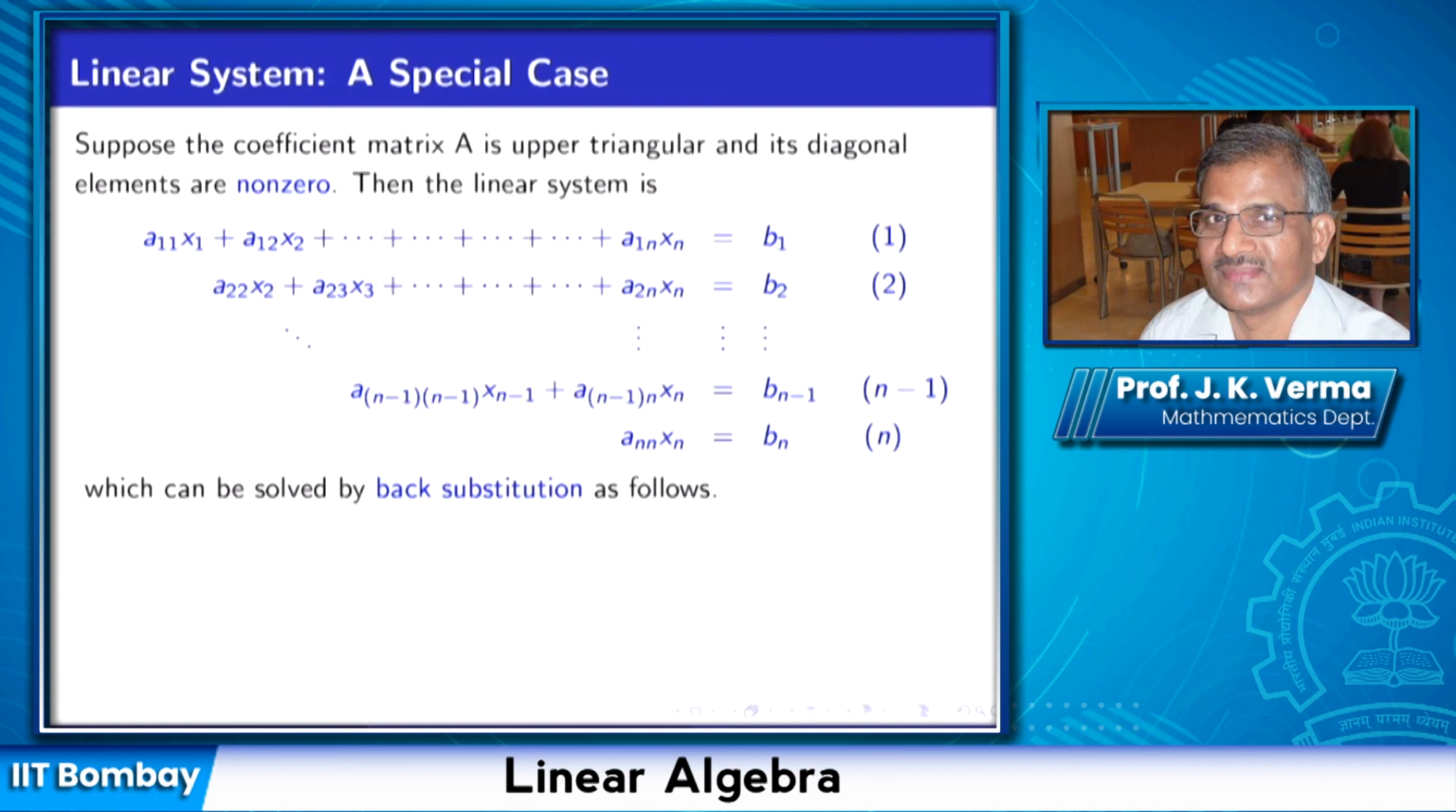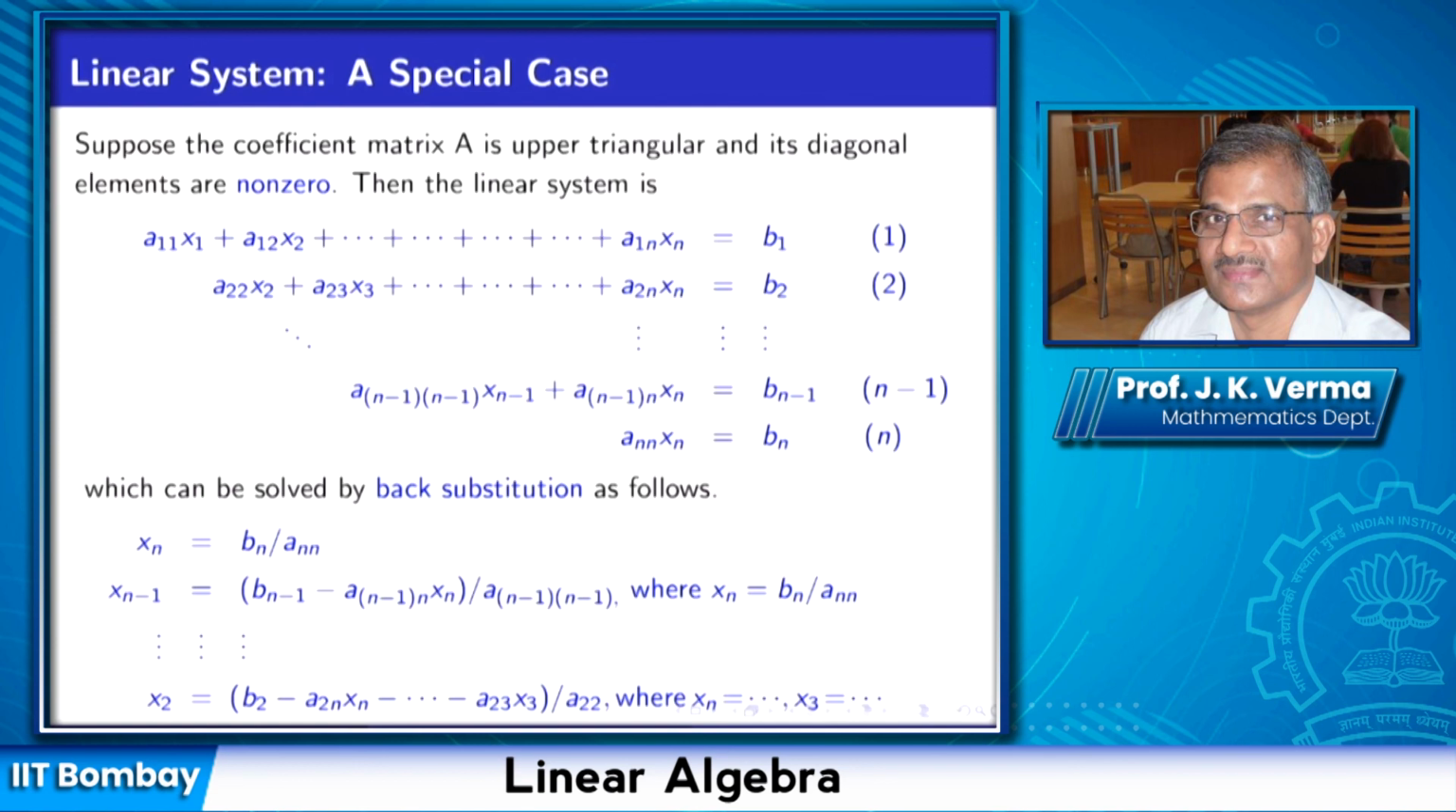Then we go back and substitute xn in the (n minus 1)th equation, and that says that xn minus 1 is uniquely determined. Then substitute xn and xn minus 1 in the (n minus 2)th equation, and that will say that xn minus 2 is uniquely determined in terms of xn and xn minus 1, and so on. Finally x2 is uniquely determined from the second equation, and we go back and substitute in the first equation to get the value of x1. So this system of n equations in n unknowns, where the coefficient matrix is upper triangular and diagonal entries are non-zero, has a unique solution.